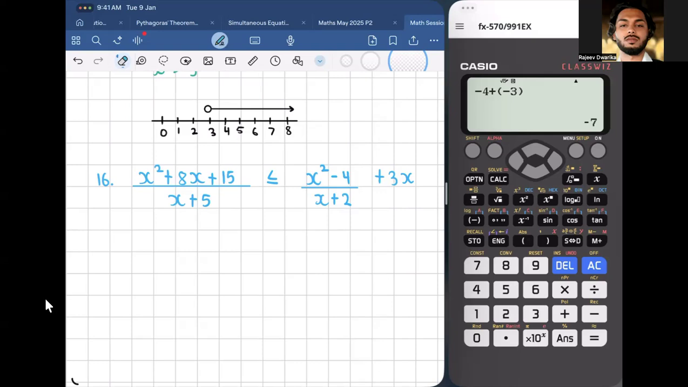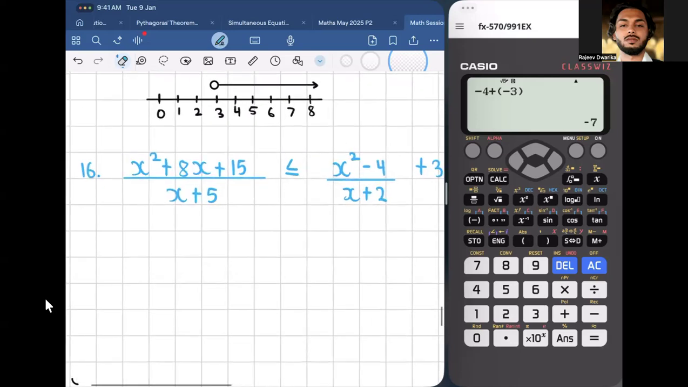Wait, here, we will do the question together. You will see the process. So first things first, we ask ourselves, could we factorize the top? Can we factorize the top?